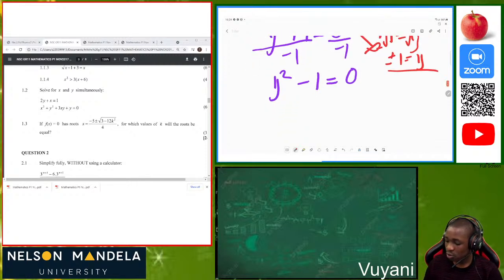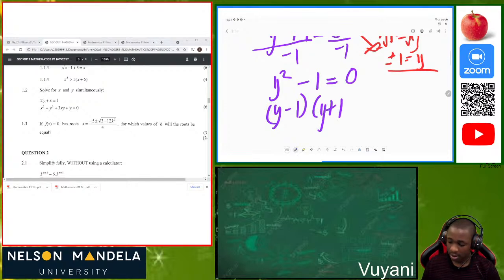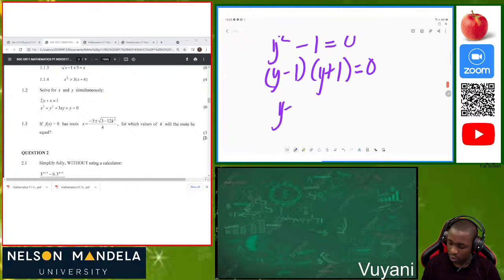Now, on the one I was doing, this is a difference of two squares. A difference of two squares, we all know, is going to be y minus 1 and y plus 1 equal to 0. Then we solve and we get y equal to 1 or y equal to negative 1. Then you have your y values.